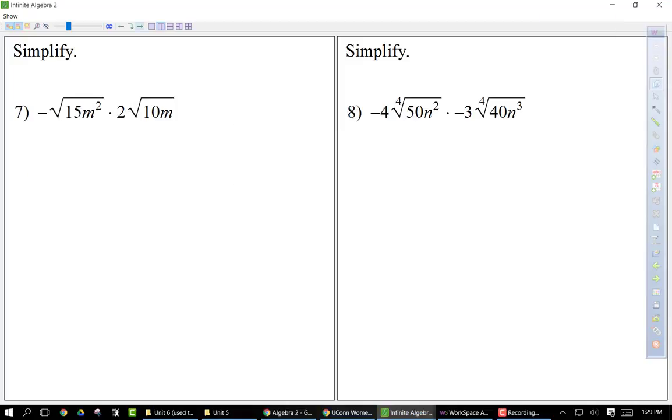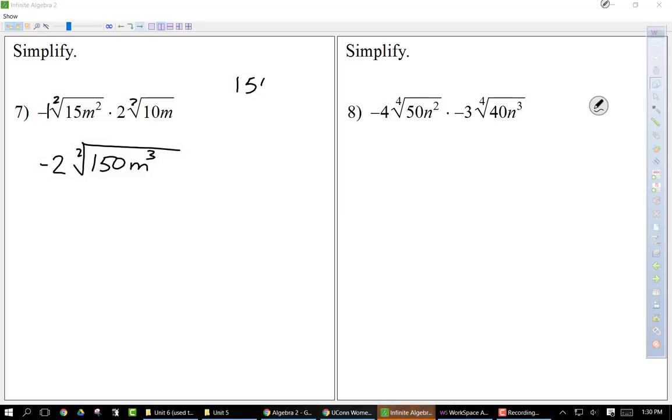Let's do these two here, and then this will pretty much be it for this actual video, and then we'll move on to the dividing ones. Those are going to be a little more complicated. So I want to multiply because these are both square roots. So let's multiply. -1 times 2 is a -2. Square root. 15 times 10 is 150. M squared times m is m to the 3rd power, and we have a square root there. So the index is a 2.